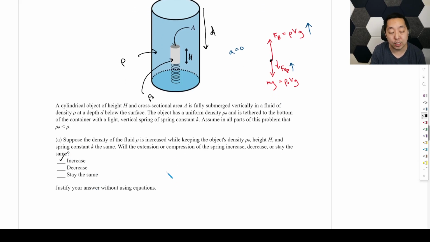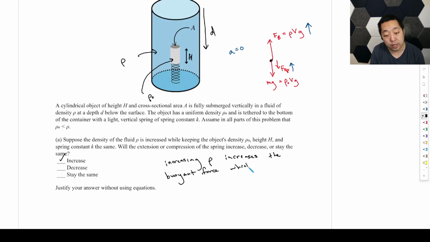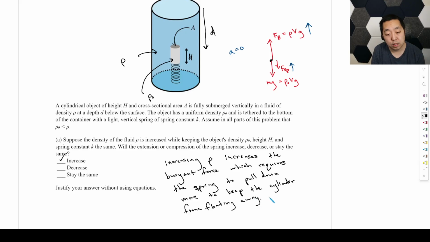So the explanation we're going to say here is: increasing rho increases the buoyant force, which requires the spring to pull down more to keep the cylinder from floating away. Thus, the spring must stretch more.